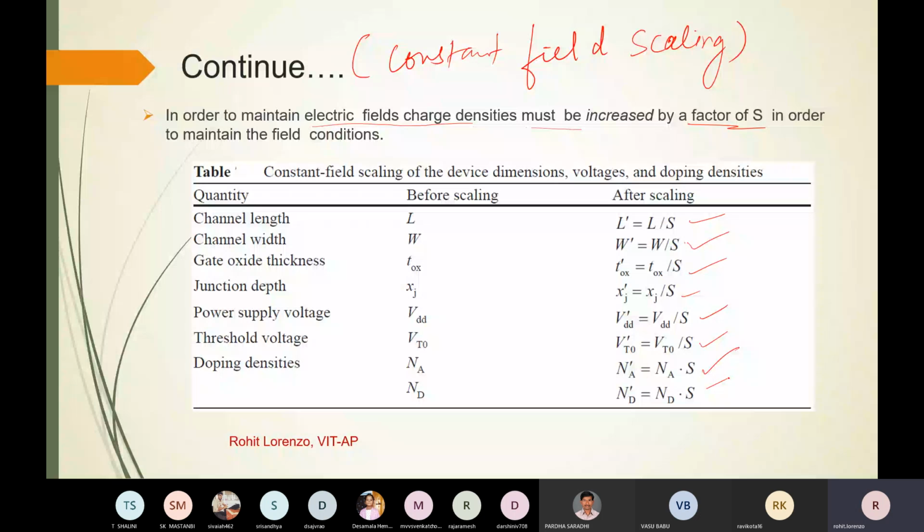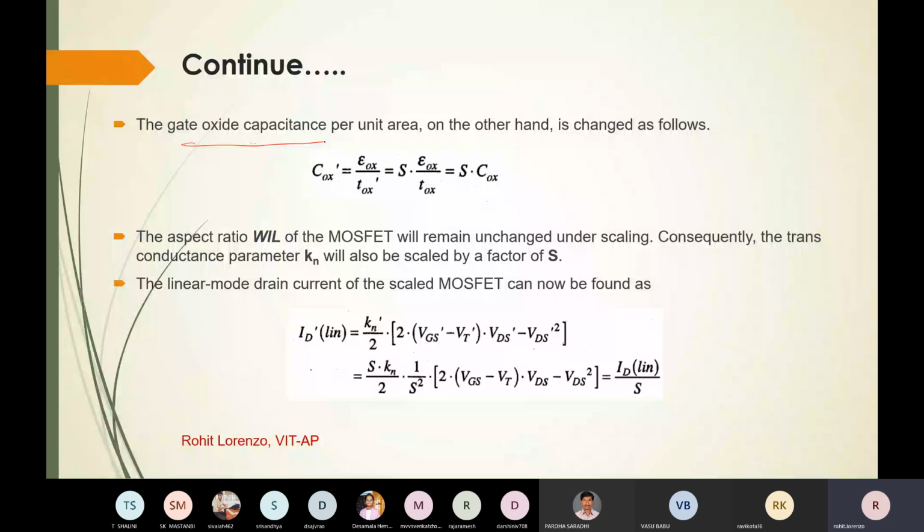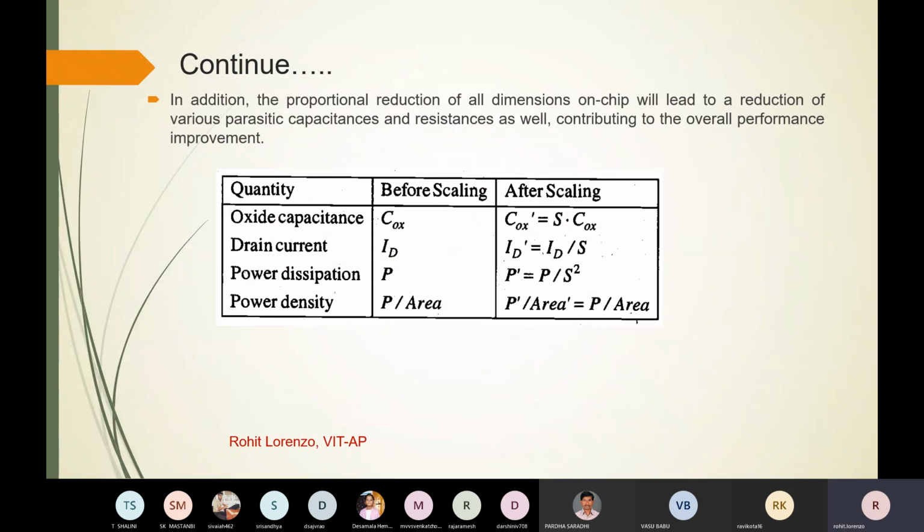Now, what will happen to the equations? The gate oxide capacitance per unit area changes to S into COX. For the linear region equation, Kn by 2 times (VGS minus VT) VDS squared, if you scale down, overall the current becomes IDS by S. The drain current is reduced by a factor of S. And power dissipation is simply V into I.